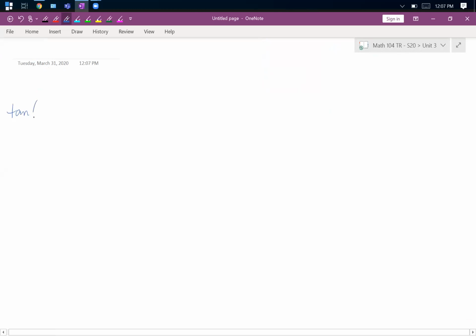So for tangent of S plus T, our formula says that this is tangent of S plus tangent of T over 1 minus tangent S times tangent of T.